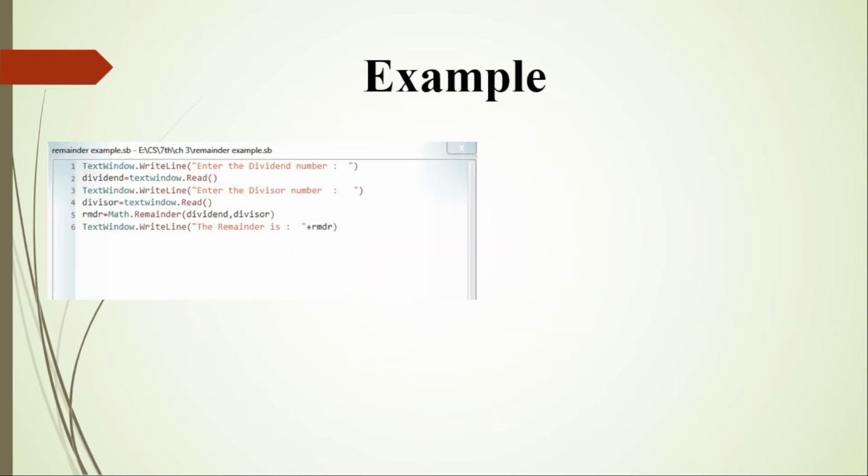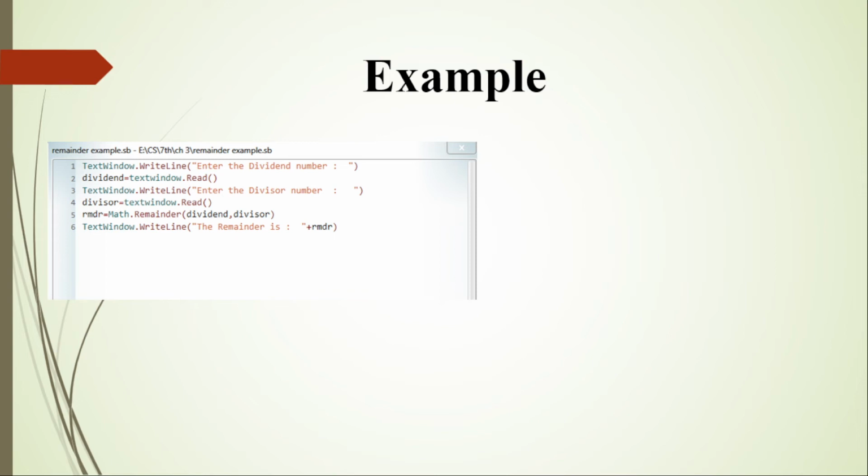Example. This is the example program. TextWindow.WriteLine, "Enter the dividend number." TextWindow.WriteLine, "Enter the divisor number." And we store the dividend number in the dividend variable and the divisor number in the divisor variable. Then we check Math.Remainder(dividend, divisor).